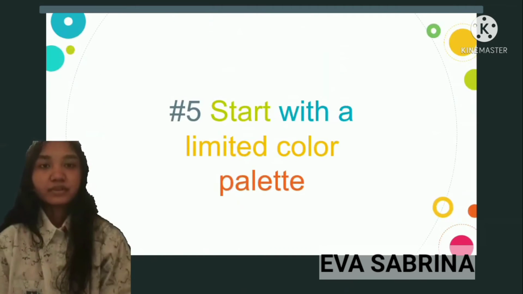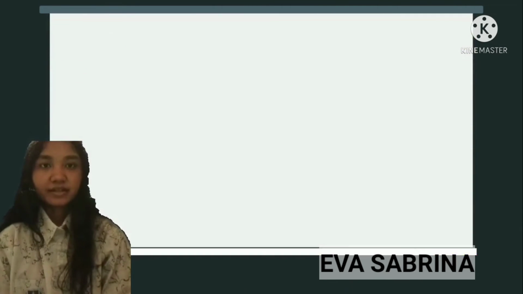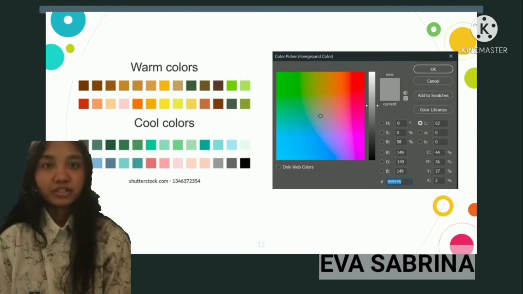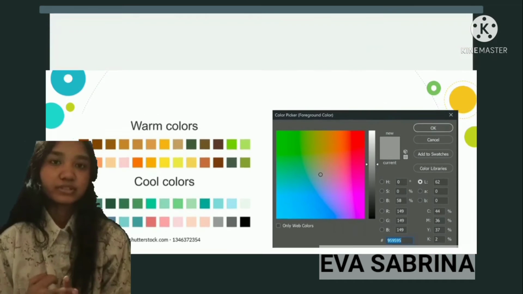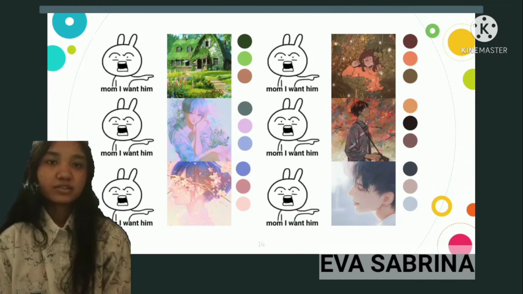Tip number 5. Start with a limited color palette. One app can provide almost unlimited colors. There are probably 1,000 kinds of red, 1,000 kinds of yellow, and so on. A beginner usually has a hard time choosing what kind of color they want to use, and in the end, they end up jumbled up by various kinds of colors.